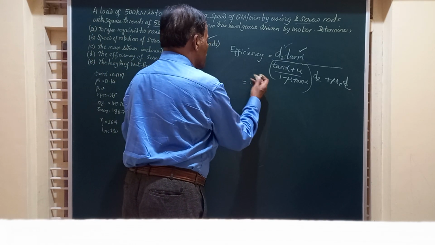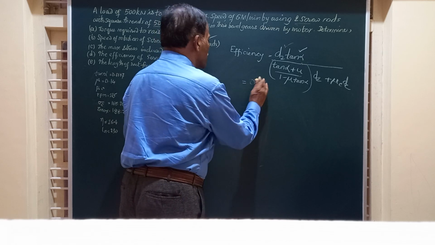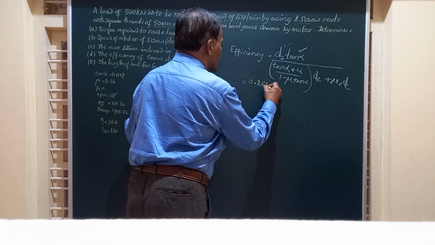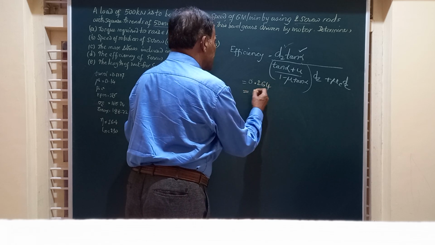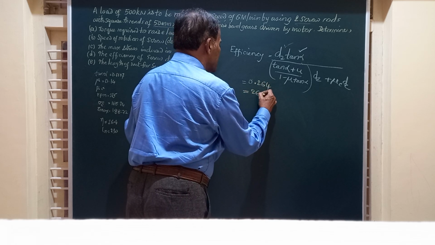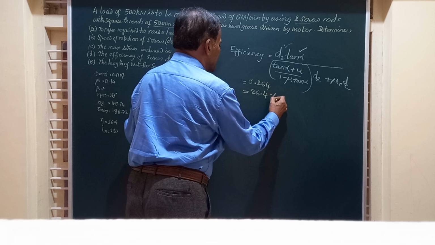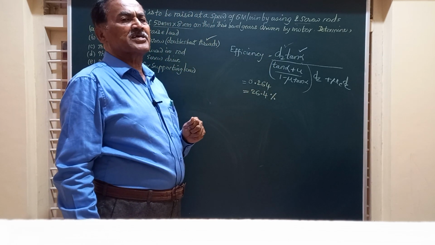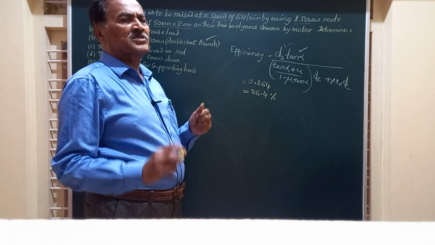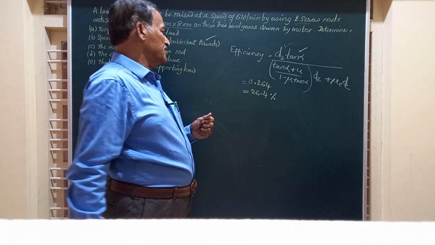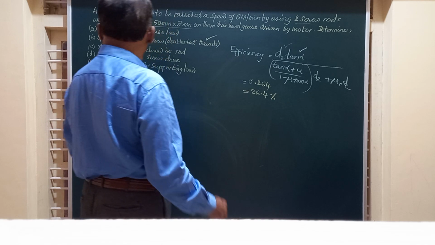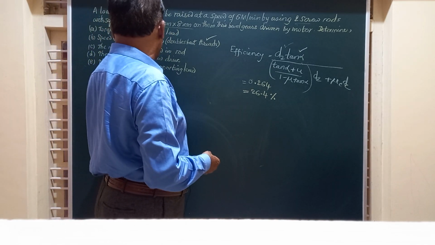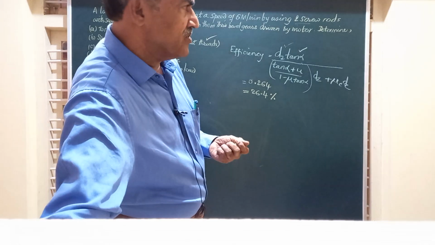0.264. So this value works out to 0.264. When converted to percentage, it becomes 26.4%. Generally, the efficiency of this drive will be very less on account of the friction involved between the nut and the screw. Finally, friends, we are required to find the length of nut for supporting this load.